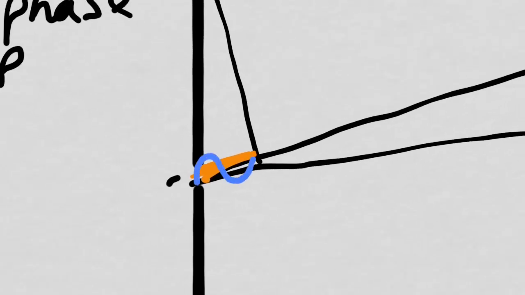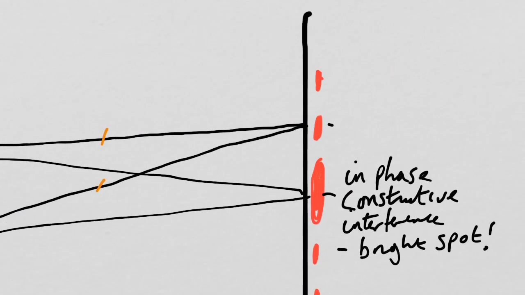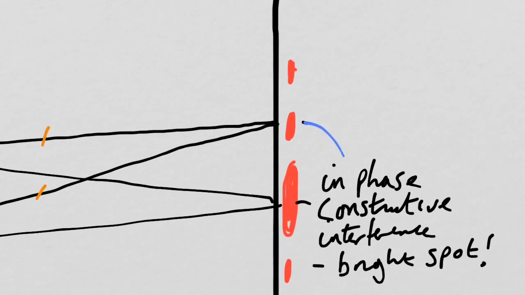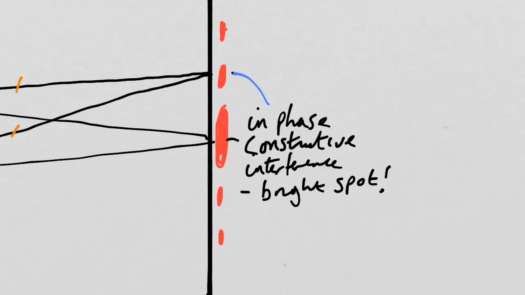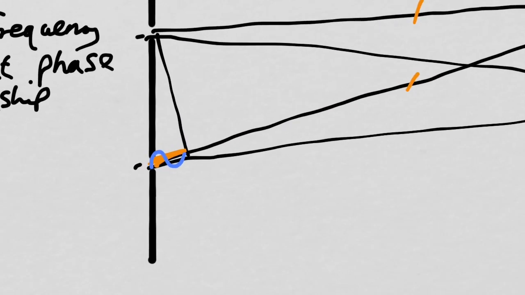If this amount here is exactly one wavelength, then they will still arrive at the screen in phase. And if they arrive in phase, we'll get constructive interference and a bright spot there. So this path difference here is equal to one wavelength.